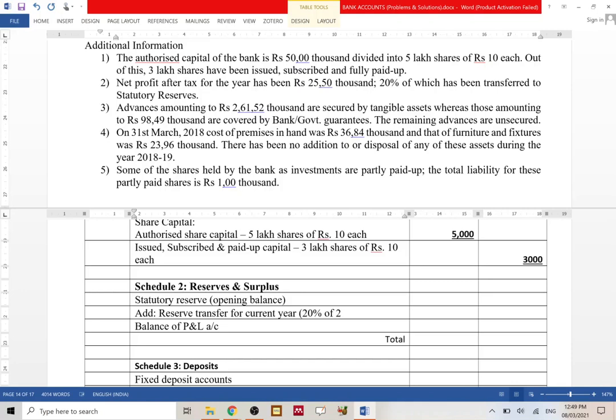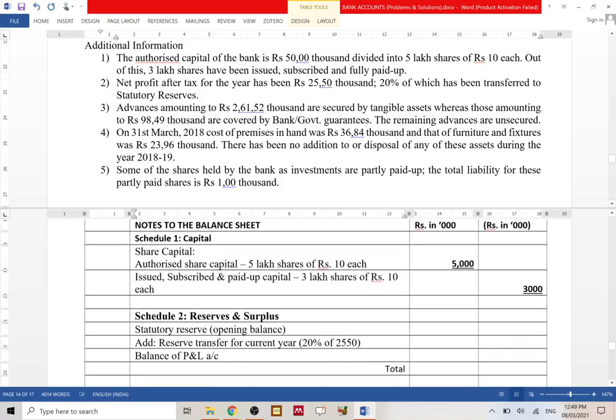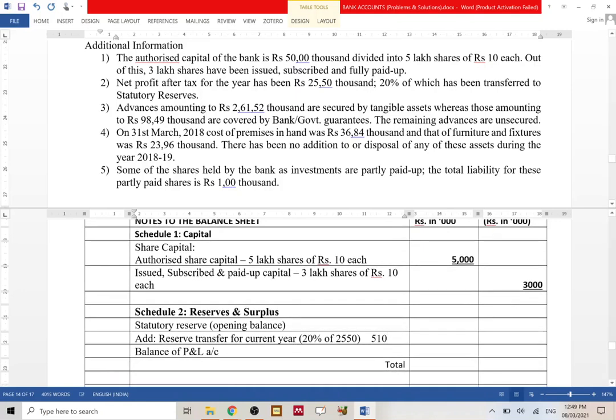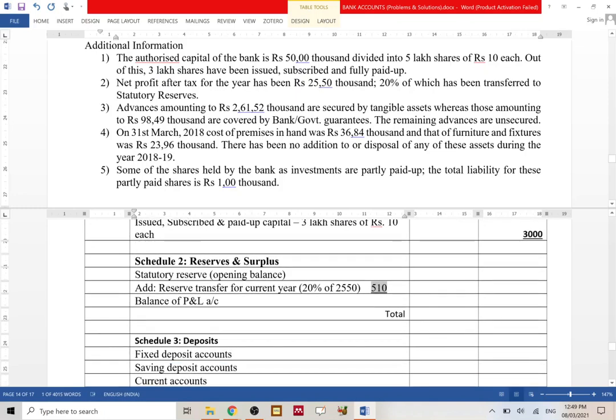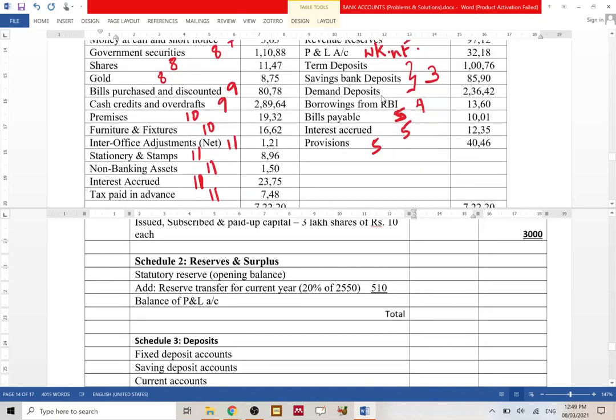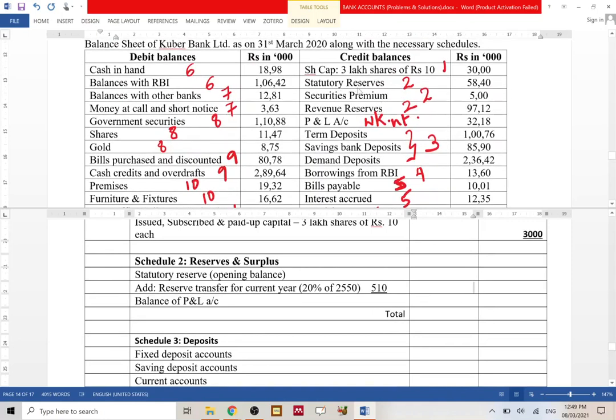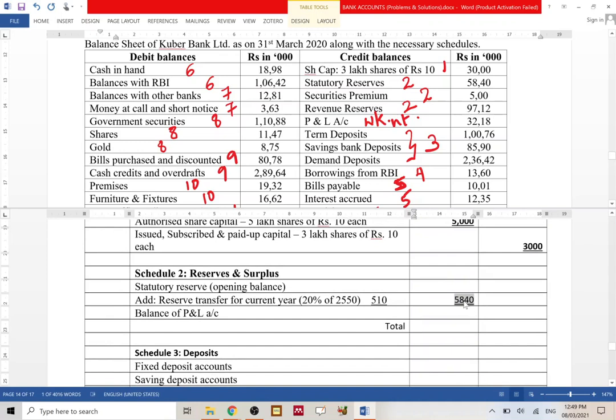So how much is 20% of this amount? We get 510. Okay, so what we do here is the final balance of the statutory reserve that is given over here. So statutory reserve is 5840. We say that this balance is after we have already added the current year's transfer of the statutory reserve. So after adding this current year's, we are getting 5840.